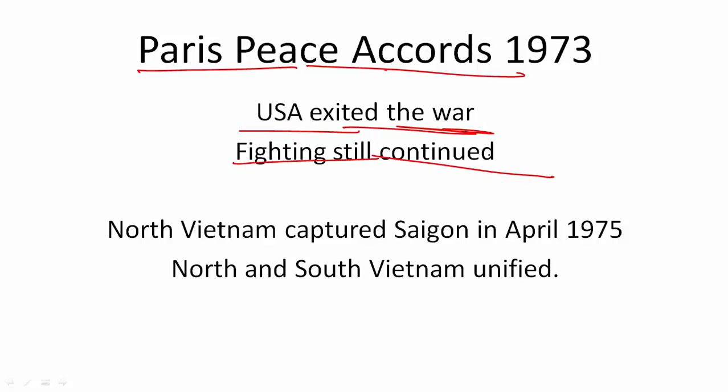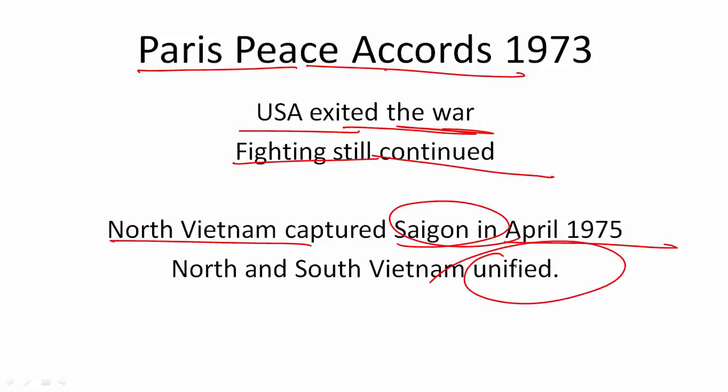For some months it stopped, but then North and South Vietnam did not adhere to this peace accord, and they started fighting again. And by April 1975, North Vietnam easily captured Saigon. See, now there is no US army to support South Vietnam, but North is still supported by China and USSR. They are still supplying them guns. And so North Vietnam and South Vietnam were unified in 1976 into a single country called the Socialist Republic of Vietnam.